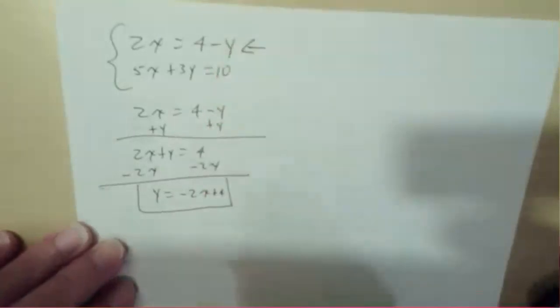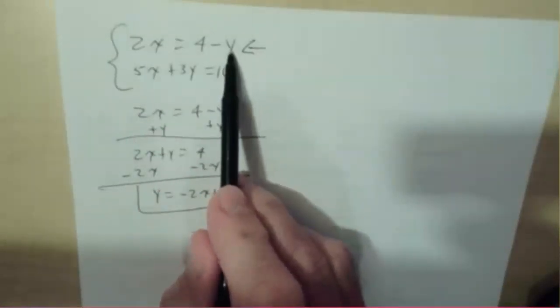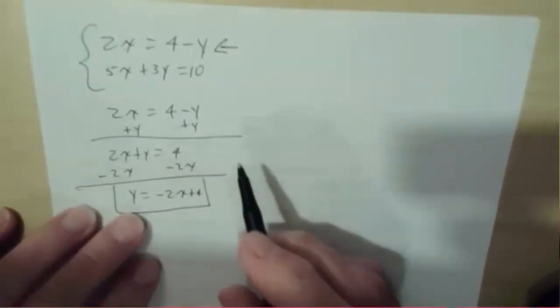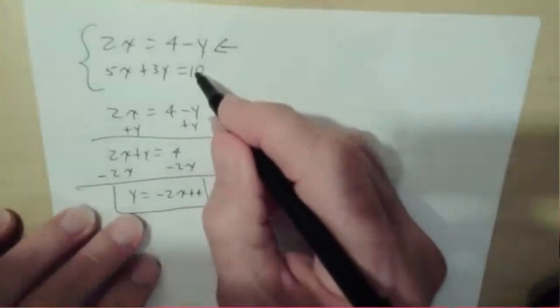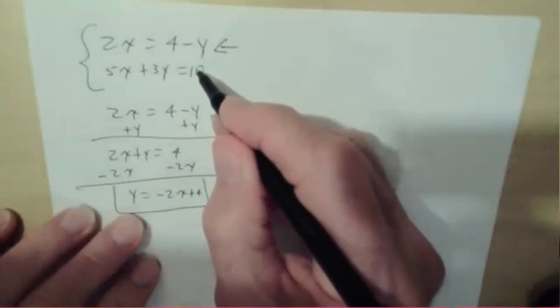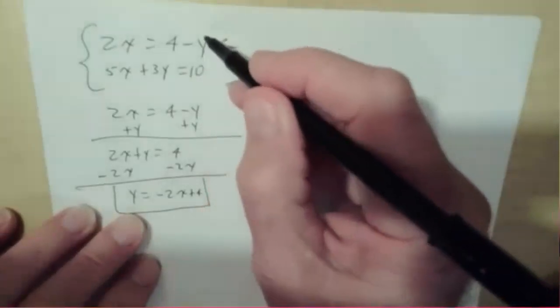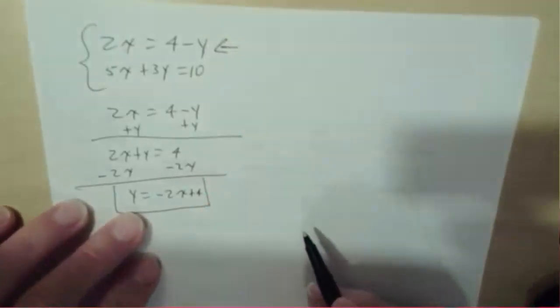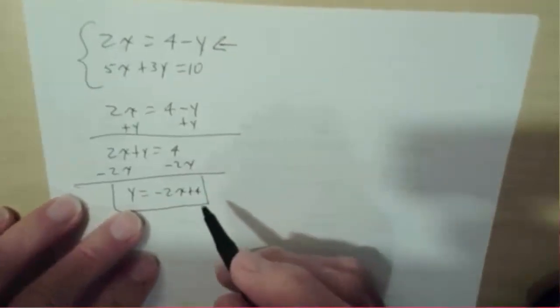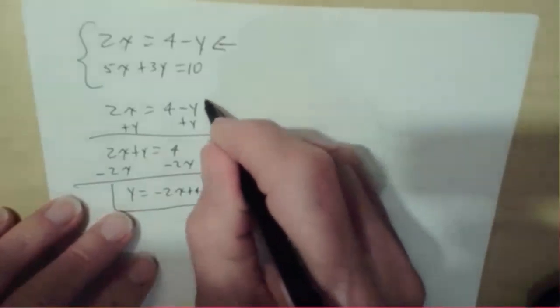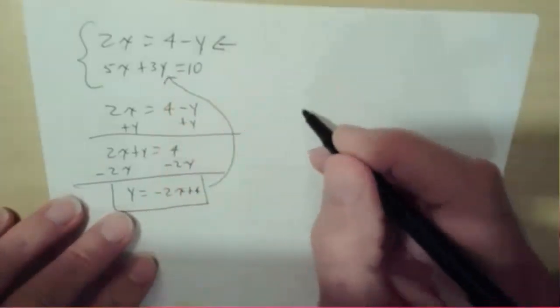You can solve for any one of those variables that you want. It doesn't make any difference, but make it easy on yourself. We could have solved for x here, but then you end up with some fraction over here, which you can do, it's fine. Now we're going to take this and plug it into the other equation. You have to put it in the other equation. If you put it into this one, you're going to get like 5 equals 5 or something like that.